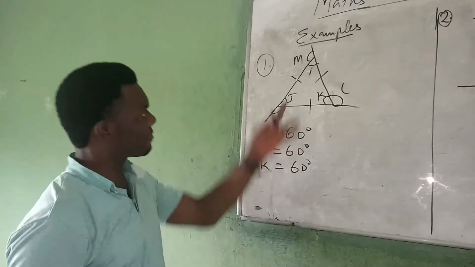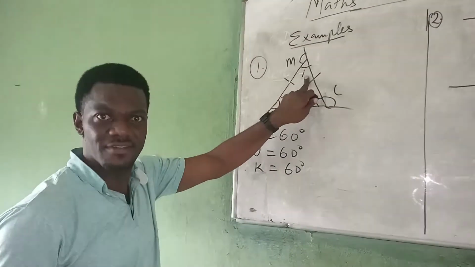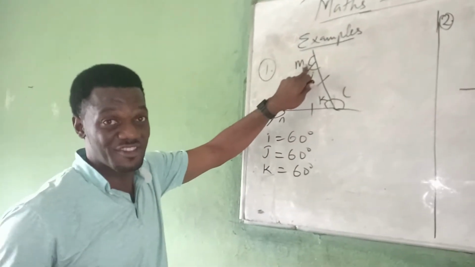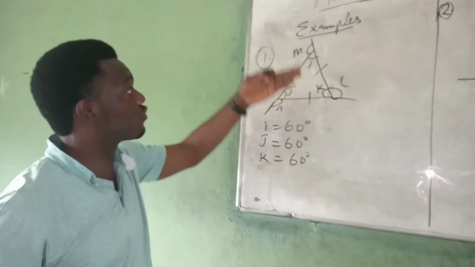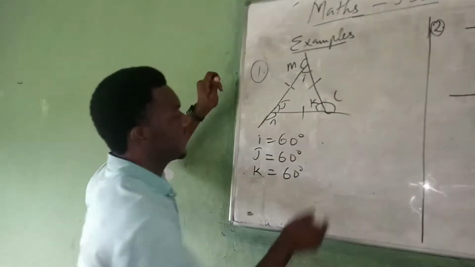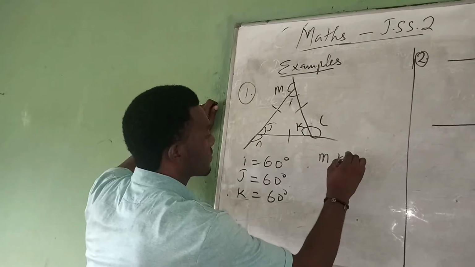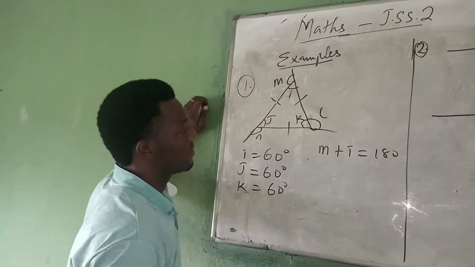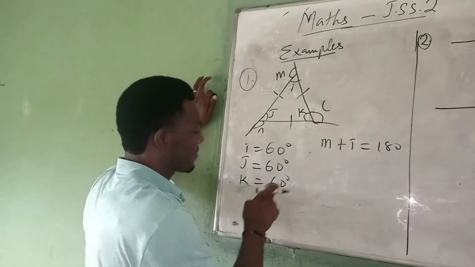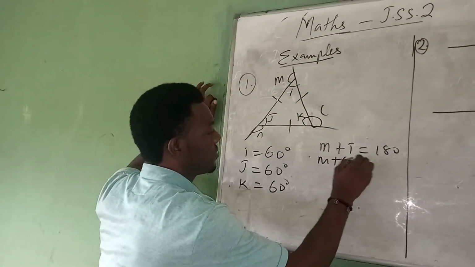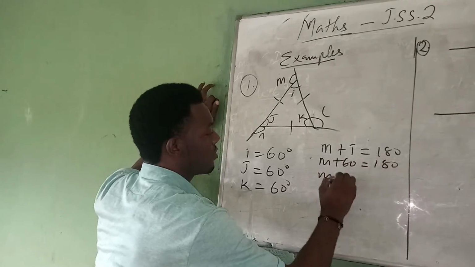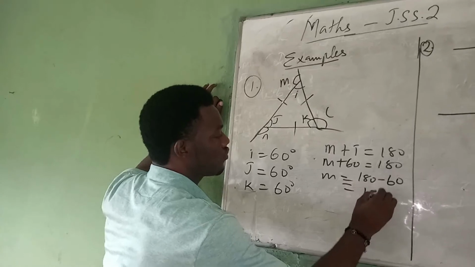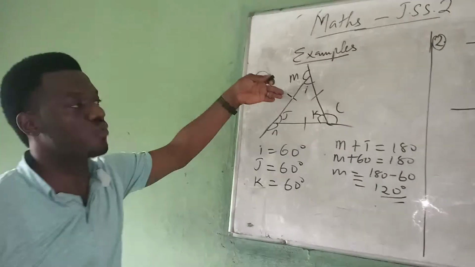And you remember, how do we find M? If this is 60 degrees. Remember rule 1, that the sum of angles on a straight line is equal to 180 degrees. So we can say that M plus I is equal to 180 degrees. And I is 60 degrees. M plus 60 degrees equals 180. So our M now will be 180 degrees minus 60 degrees, which equals 120 degrees.